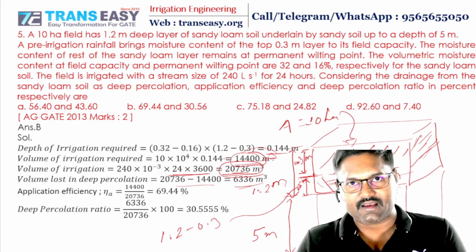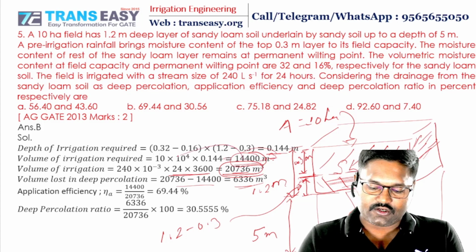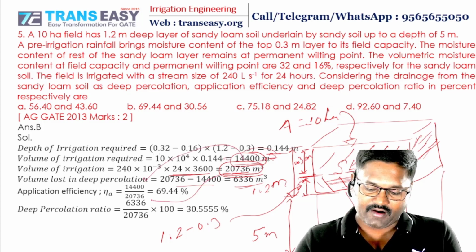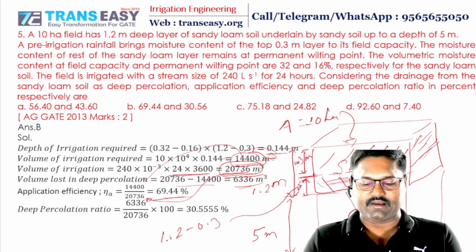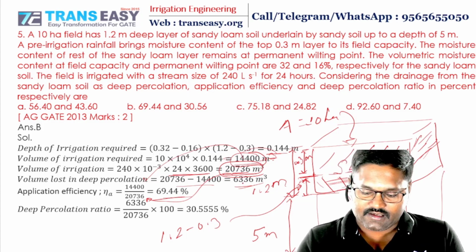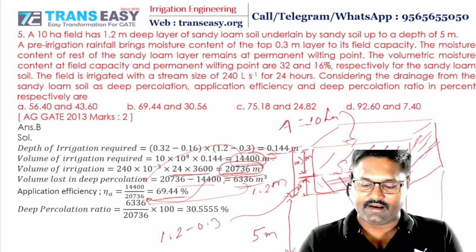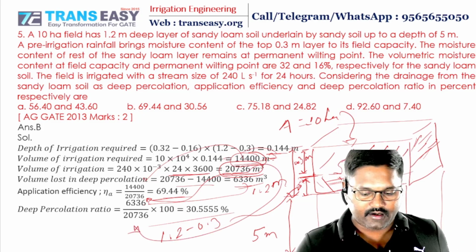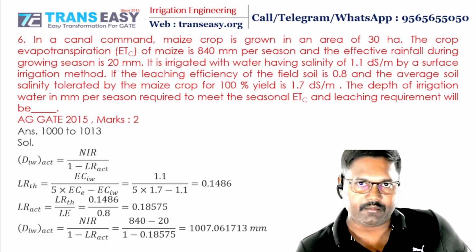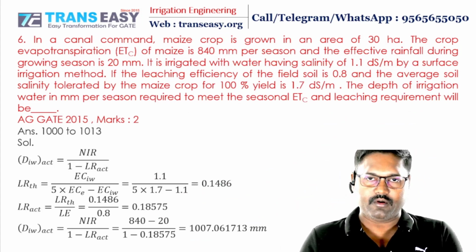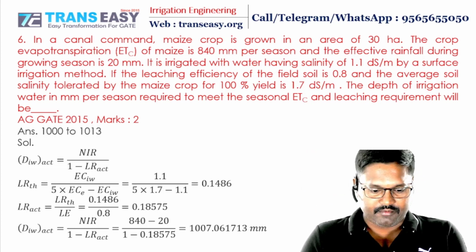Now we find application efficiency: volume of water stored upon the volume of water delivered to the field, right? This is application efficiency. And deep percolation ratio: this is the volume which is deep percolated, and this is the total amount of irrigation. So guys, here we have deep percolation ratio also. So the new term is deep percolation ratio, amount of deep percolation upon amount of water delivered to the field.